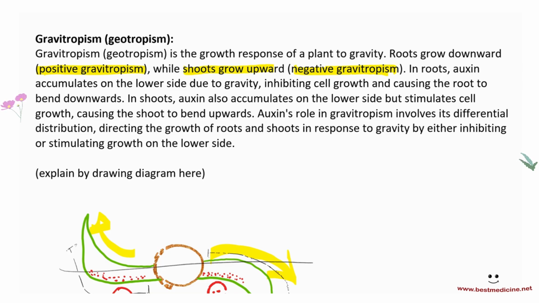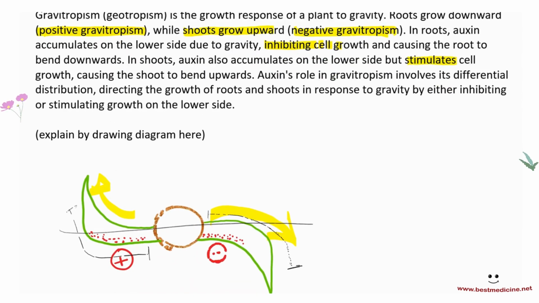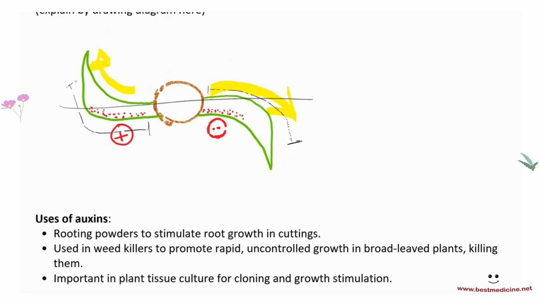However, in roots, they inhibit cell growth, while in shoots, they stimulate cell growth, causing the shoot to bend upwards. Now, auxin's role in gravitropism involves its differential distribution, directing the growth of roots and shoots in response to gravity by either inhibiting or stimulating growth on the lower side. Understood? It's very, very simple. So what are some of the uses of auxins?